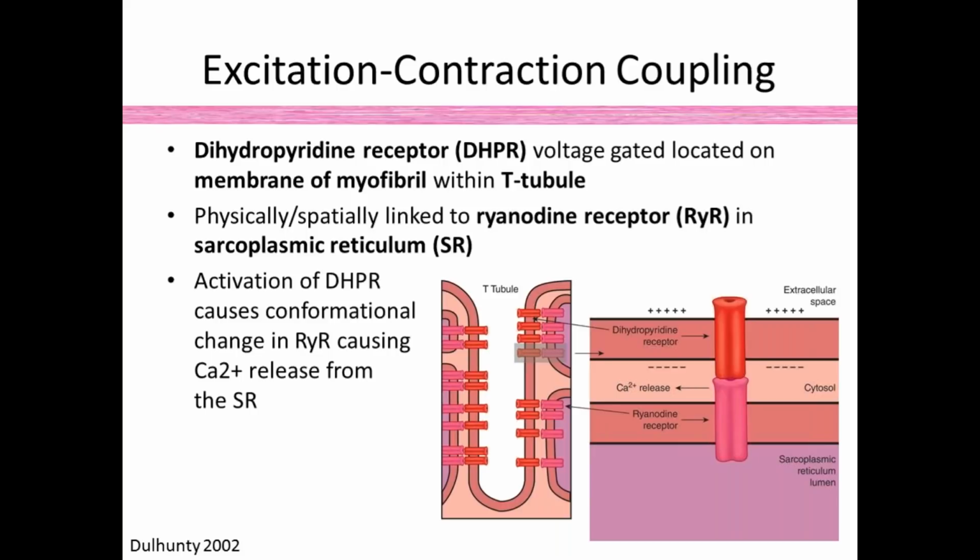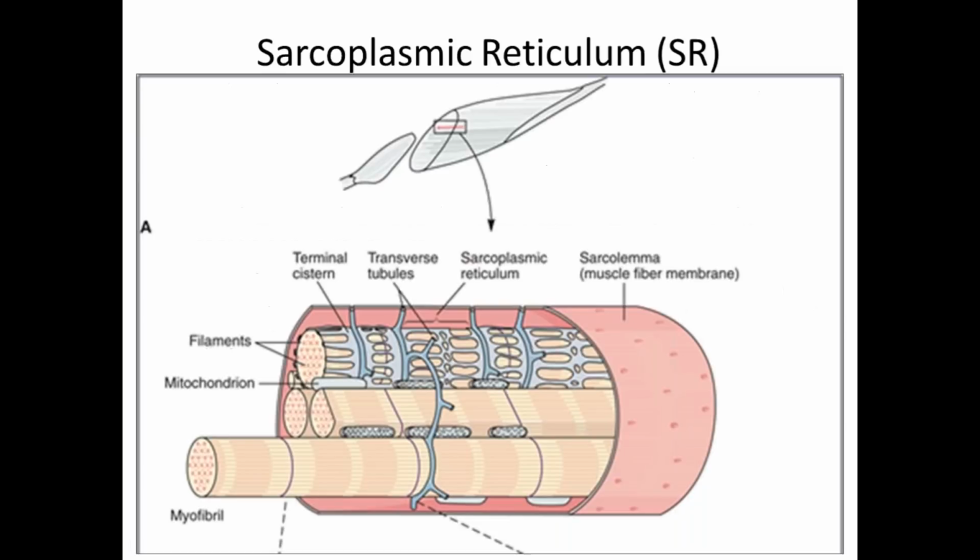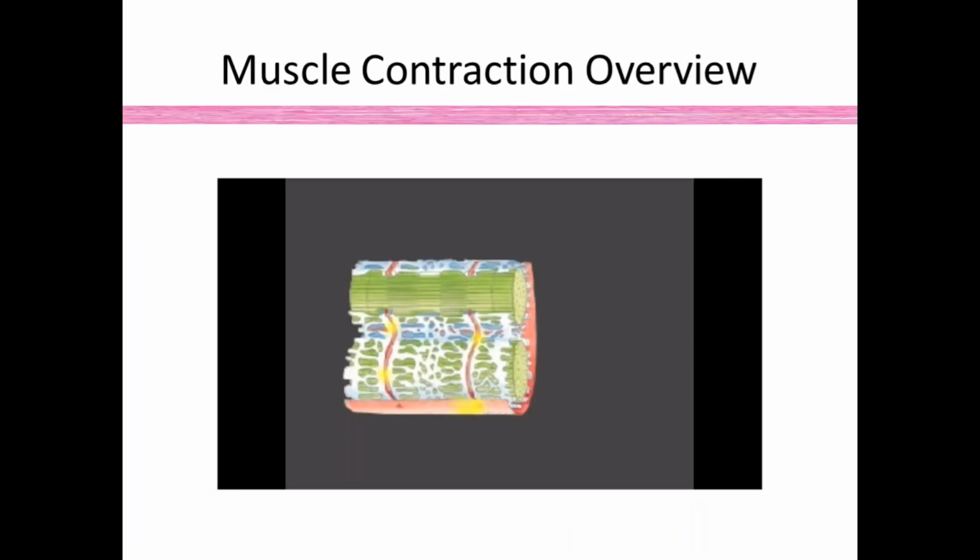So once again, the action potential arrives at the DHPR, causes it to open because it's voltage gated, and the activation of the DHPR causes the ryanodine receptor to open, and calcium enters. So now we are at the calcium enters component.